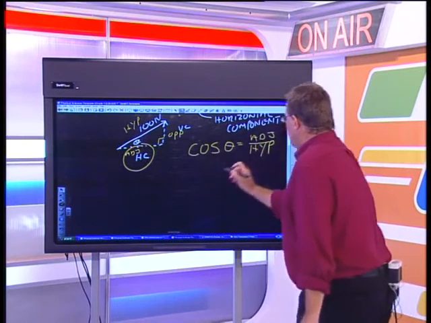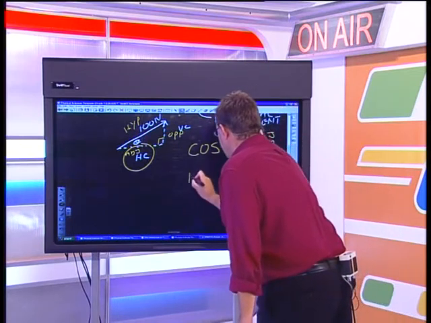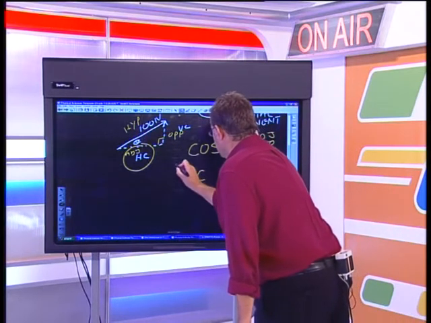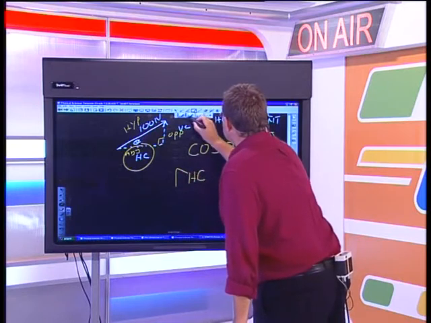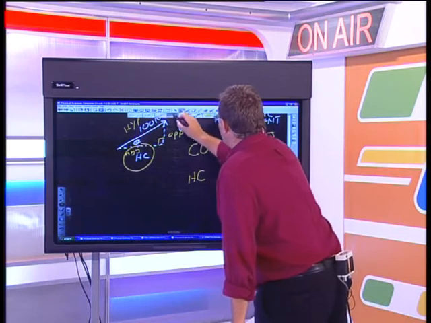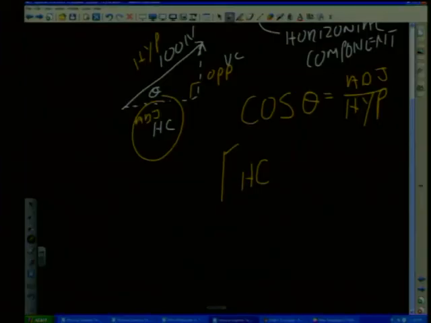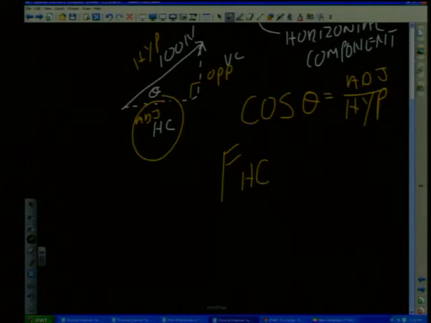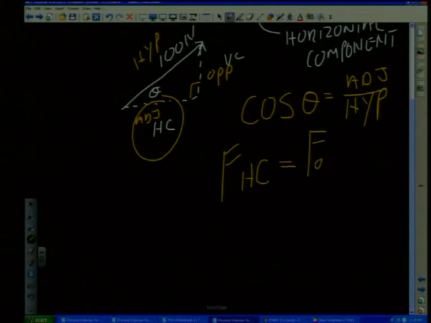Now, what does that mean? Well, if it's adjacent over hypotenuse, the adjacent represents the horizontal component. So I'm going to call that FHC, the force of the horizontal component, or should we rather say the horizontal component of the force, which is going to equal the hypotenuse, which is the applied force, multiplied by cos theta.